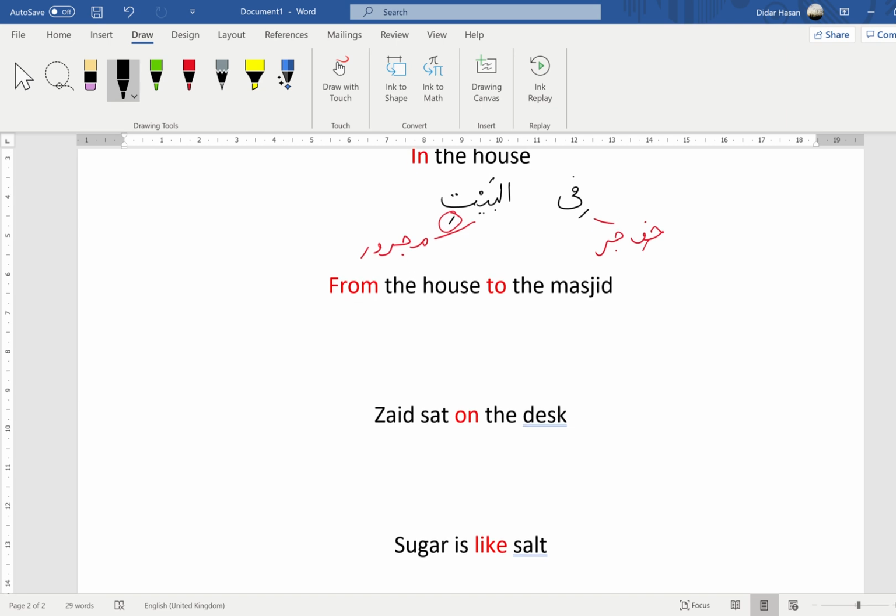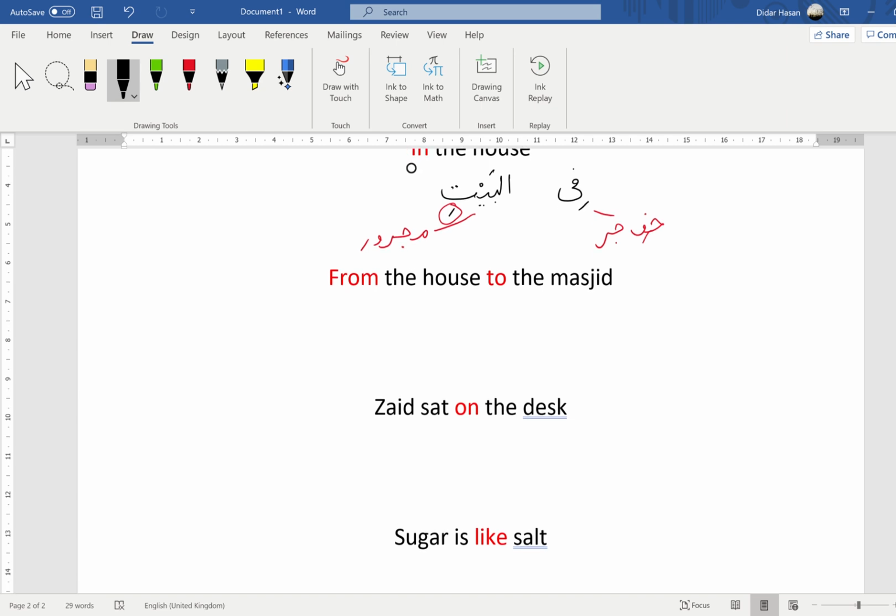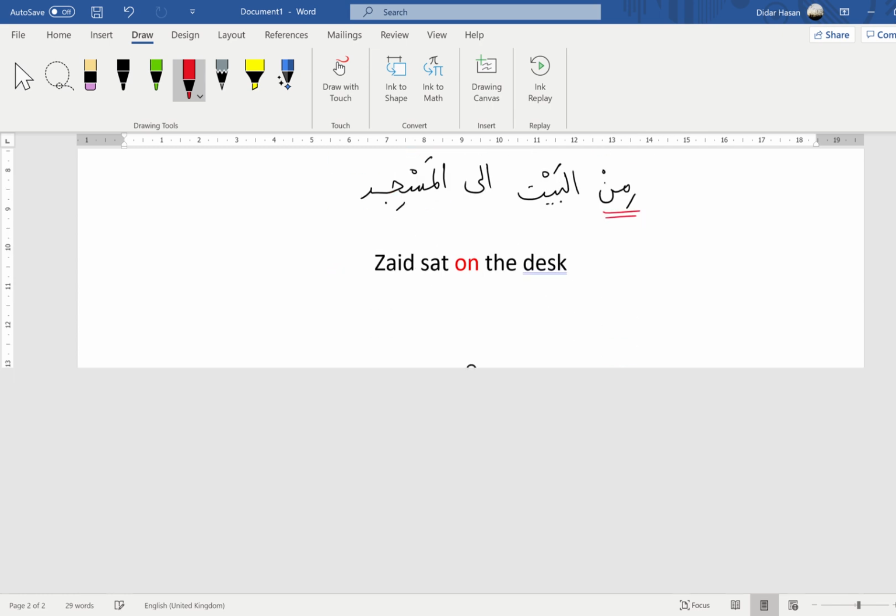Let's do another example. So we have from the house to the masjid. Again, we need the harf al-jar first. So from, which is min, al-bayti, from the house, to, which is ila al-masjid. Okay, so now let's see the harakas. So the min is a harf al-jar.